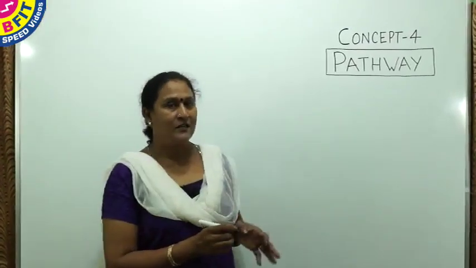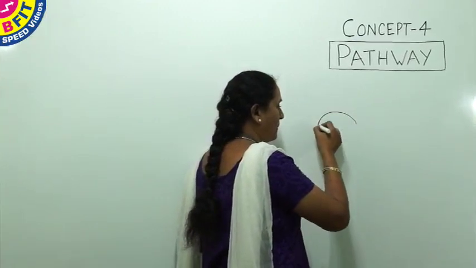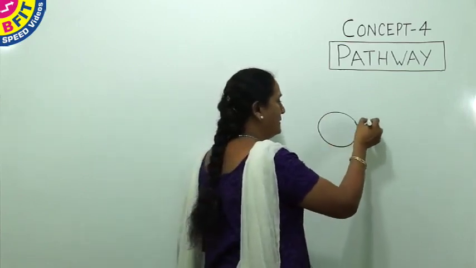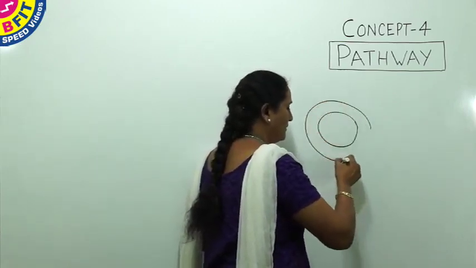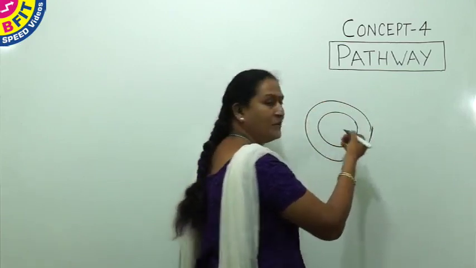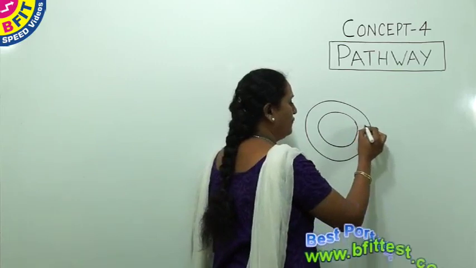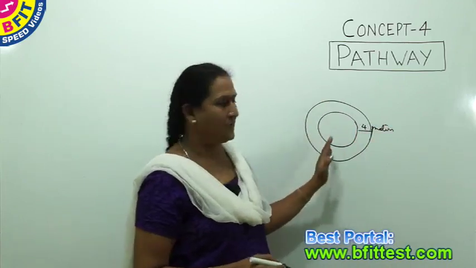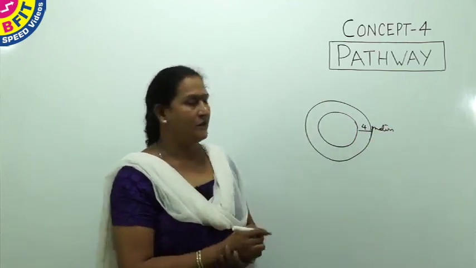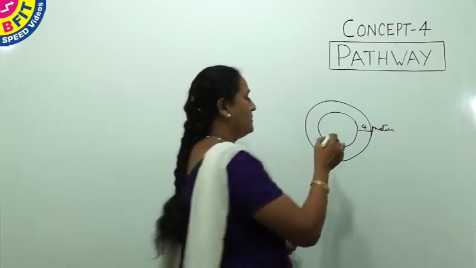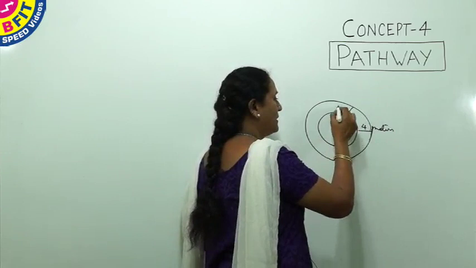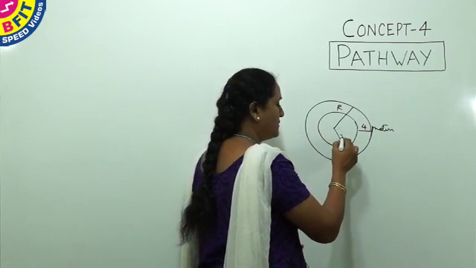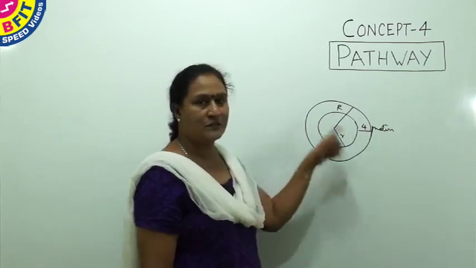So here we have a circular swimming pool, and around this is the cement path. What is the width of the cement path? It is 4 meters. And the ratio of the area of the cement path and the swimming pool is given, so 11 by 25 times. Now we will take the radius of the bigger circle as capital R and the radius of the smaller circle as small r.